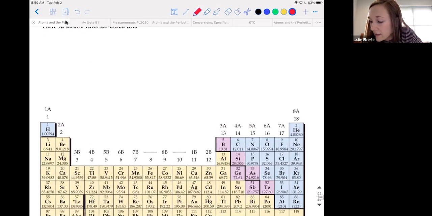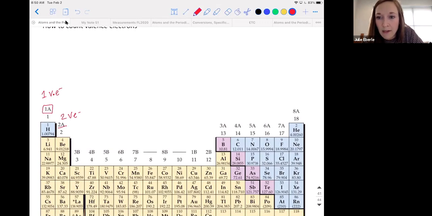Any element that is in main group 1A has 1 valence electron. Okay, so all the elements in 1A have 1, I'm going to abbreviate, valence electron. Remember, we always write electron as E with a minus sign. Okay, so guess what? Group 2A, these have 2 valence electrons. So the number of valence electrons matches its main group numbering.